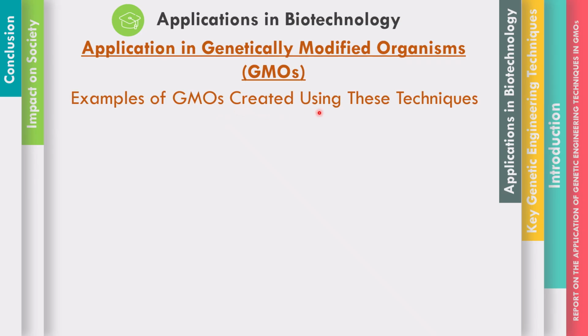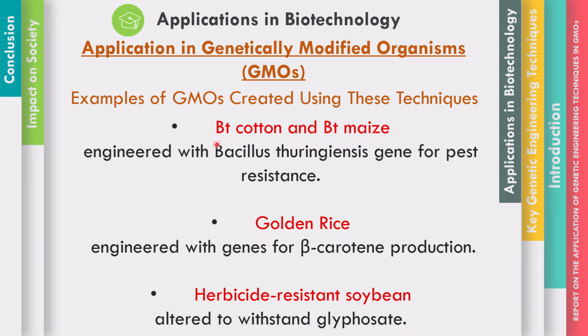Examples of GMOs created using these techniques. There is Bt cotton and Bt maize. These were engineered with the Bacillus thuringiensis gene for pest resistance. There is golden rice, which was engineered with genes for beta-carotene production. Herbicide-resistant soybean, altered to withstand glyphosate.